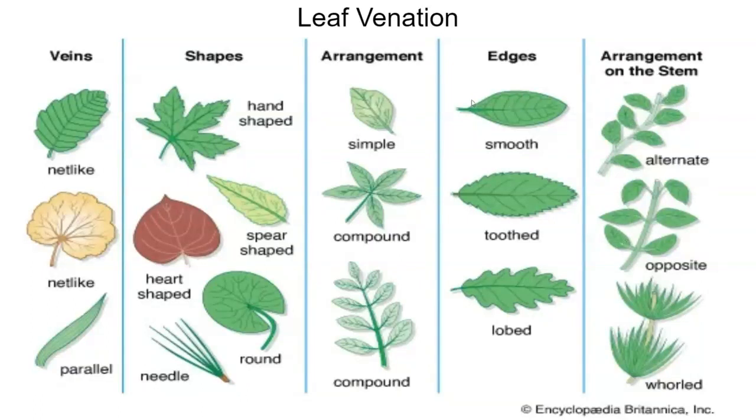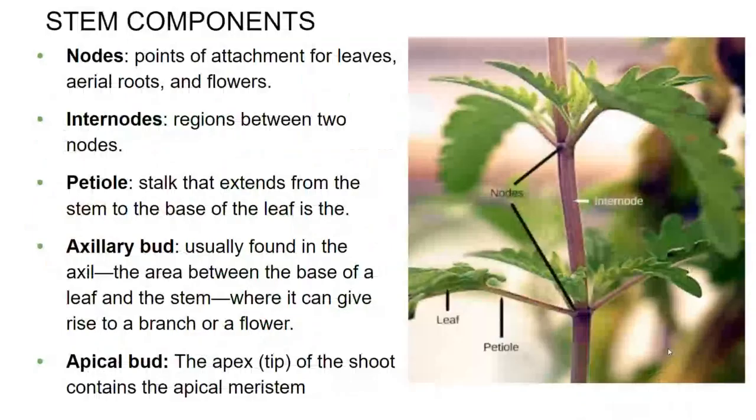The margin or the edges are normally smooth, but some of them are serrated or tooth-like, and some of them are lobed, like this oak leaf here. And then we see some that are whorls, but not very commonly. This looks like a charophyte, which is a water plant. All right, we're done talking about leaves.